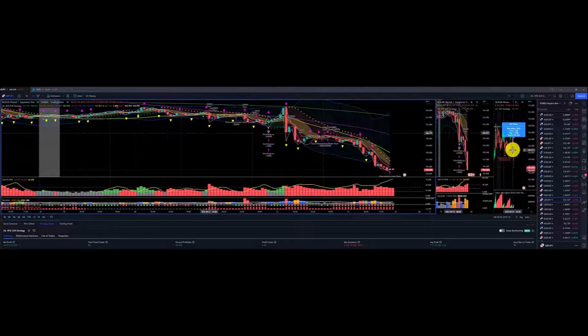British pound, Japanese yen. We have a price target of 167.652 to the upside.